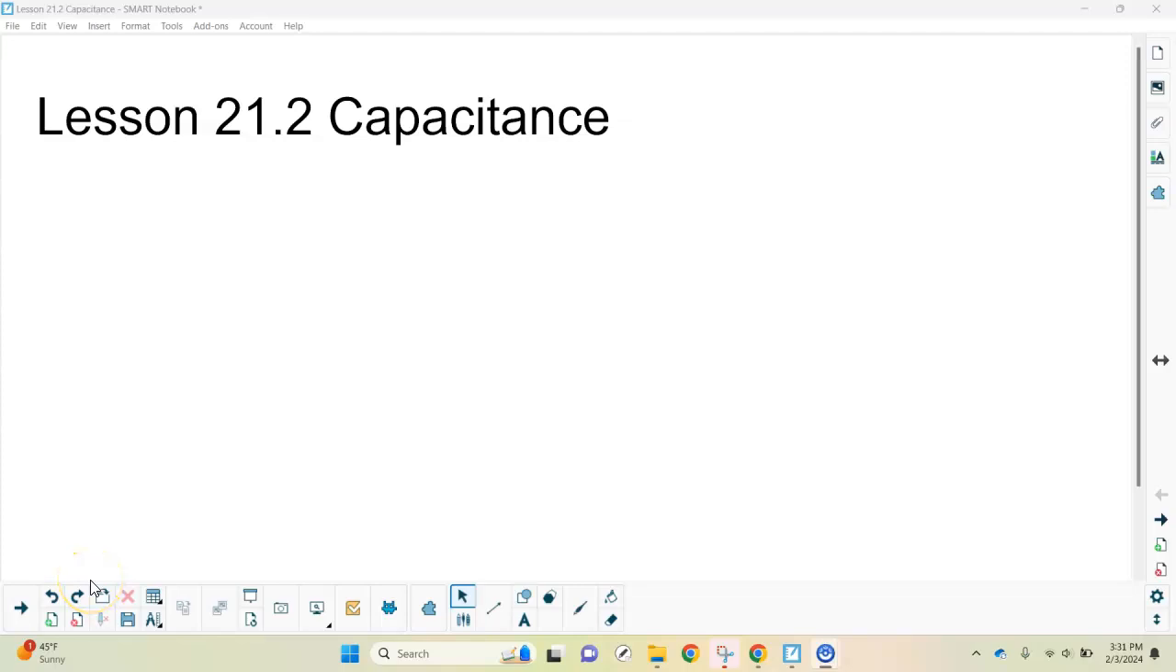Alright everybody, welcome back. This is lesson 21.2 on capacitance. It's a pretty short lesson, so we're going to jump right in.